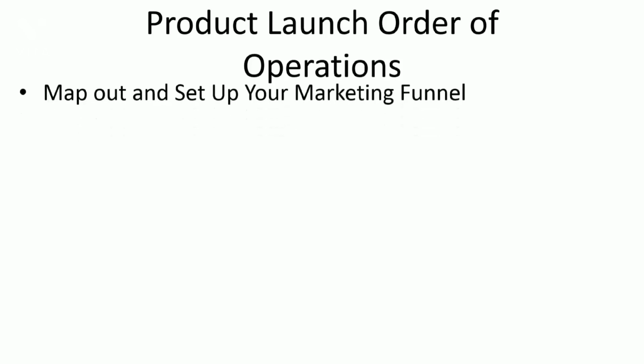Okay, so the order of operations. This is the order in which you should do things for your product launch. First, you should map out and set up your product funnel. In other words, what's going to be your upsell, what's going to be your second upsell, if you're going to have one, and we kind of talked through the format of that. You want to do this before you create the product, because it will affect how you create the product. It will affect what you put in your offer in terms of a bonus. So before you actually do the recording or the PDFs or any of that, map out your product funnel.